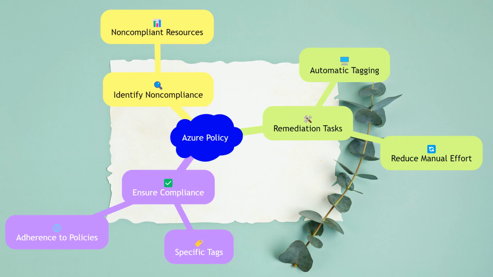Azure Policy not only helps in identifying non-compliant resources, but also offers remediation tasks to bring them into compliance. For example, if a policy requires that all VMs have a specific tag and some VMs are missing it, a remediation task can automatically add the required tag to those VMs. This automation reduces the manual effort required to maintain compliance and ensures that your environment adheres to the defined policies.